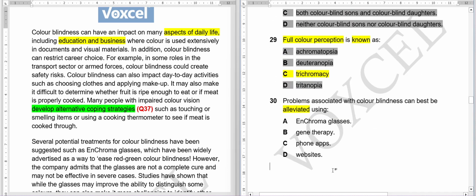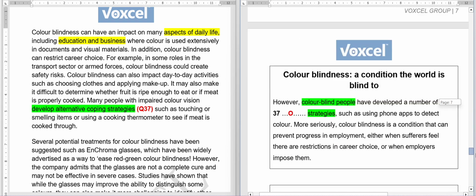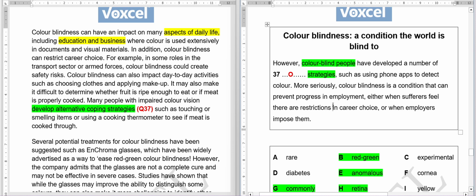Okay, so I think our answer to this can be C. I am not so sure about that. Why am I saying that? Because they are talking about alleviation. So alleviated means to reduce, to solve something, obviously. They have given us these four options, but one of them is phone apps. But in this particular set of questions here, they have already told us, such as using phone apps to detect color, so they are using these strategies to solve some problem.